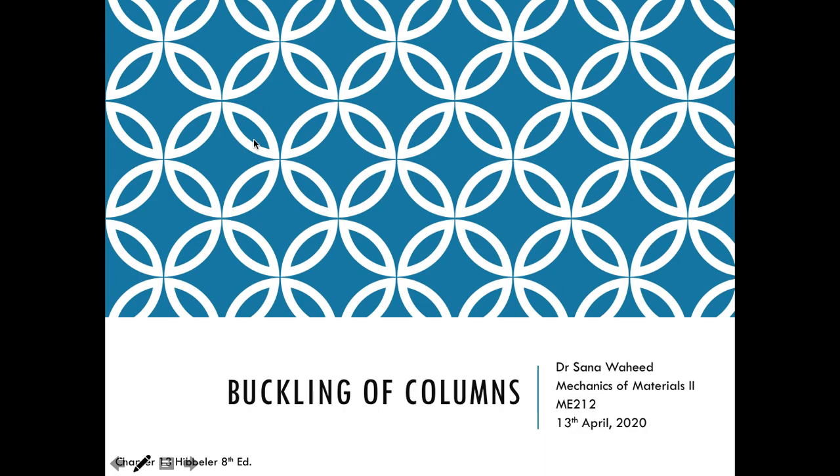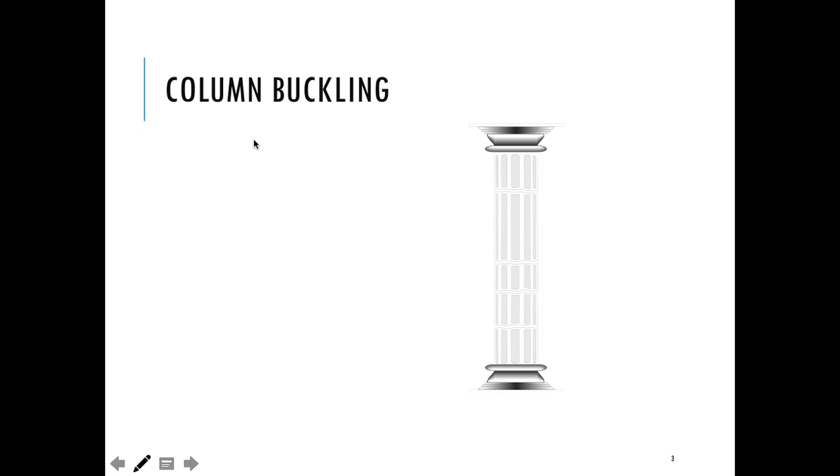So having already looked at material failure for ductile and brittle materials in our course so far, we will now turn our attention to a structural failure mechanism known as buckling. We will be looking at the buckling of columns.